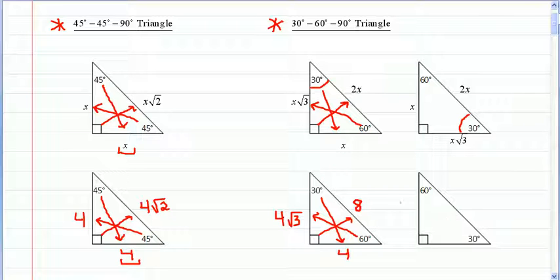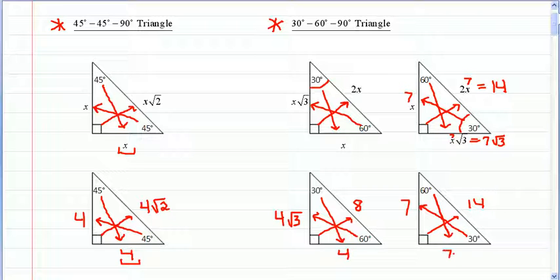So in this triangle, I'm now going to put the number 7 here, and 7 is across from 30. So across from 30 is x. So that means that x is equal to 7. So I replace this x with 7 to get 14, and this x to be 7, so I get 7 root 3. So across from 90 is 14. So this side is 14. Across from 60 is 7 root 3. So this side is 7 root 3.